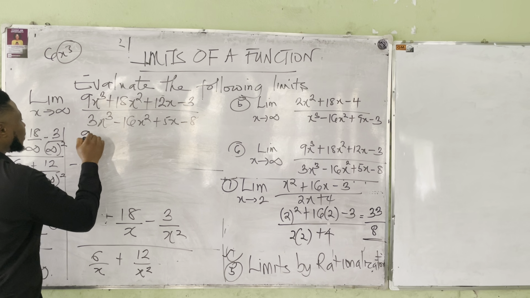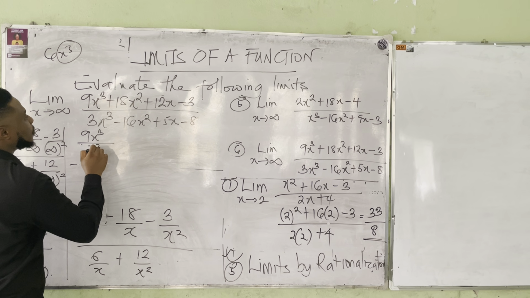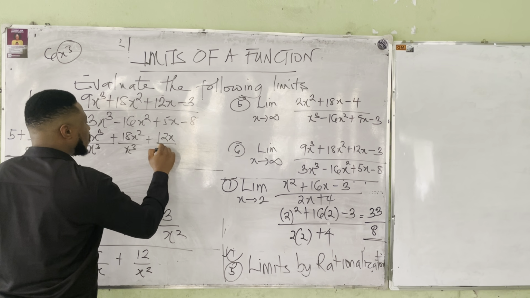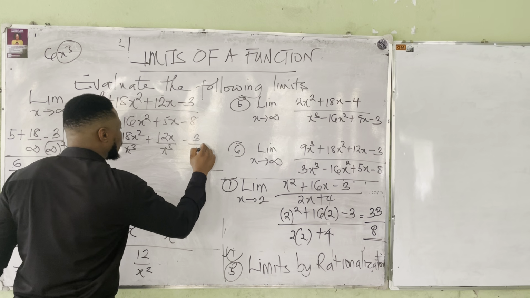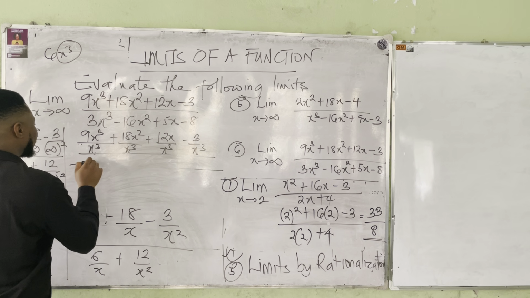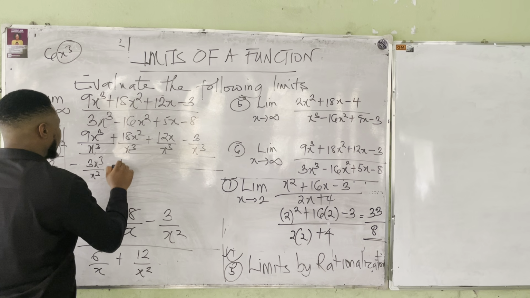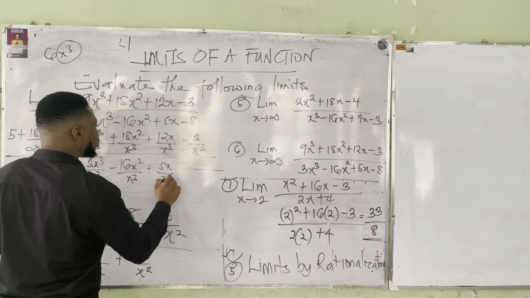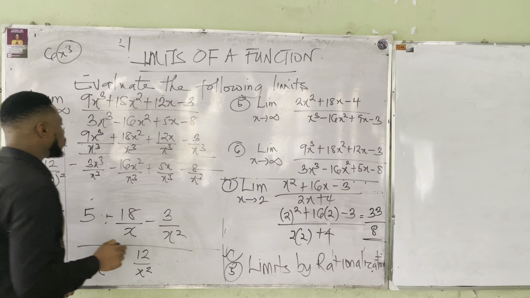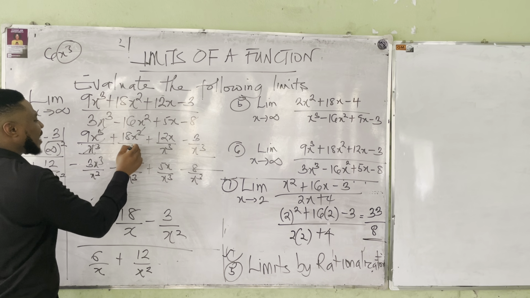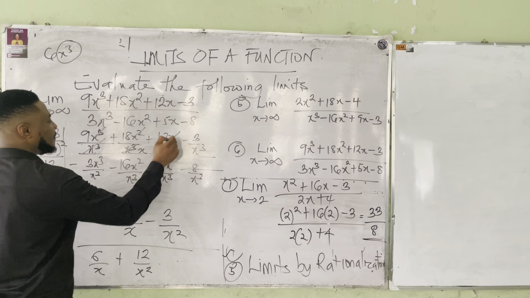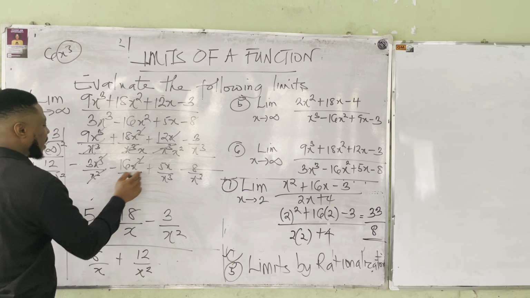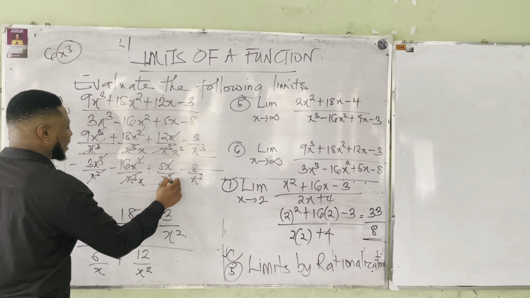So divide everything by x cubed: 9x cubed over x cubed plus 18x squared over x cubed plus 12x over x cubed minus 3 over x cubed, divided by 3x cubed over x cubed minus 16x squared over x cubed plus 5x over x cubed minus 8 over x cubed. X cubed cancels x cubed. If x squared cancels x cubed, x is left. If x cancels x cubed, x squared is left.